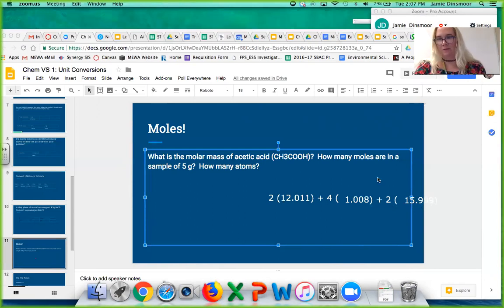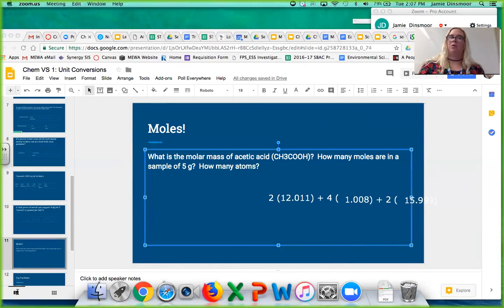Oh, I'm sorry. I didn't realize my 15.999 kind of went off the page there a little bit. Does anyone have an answer? Thank you, Vitali. I got the same exact thing as you, 60.052. That's the molar mass of acetic acid.